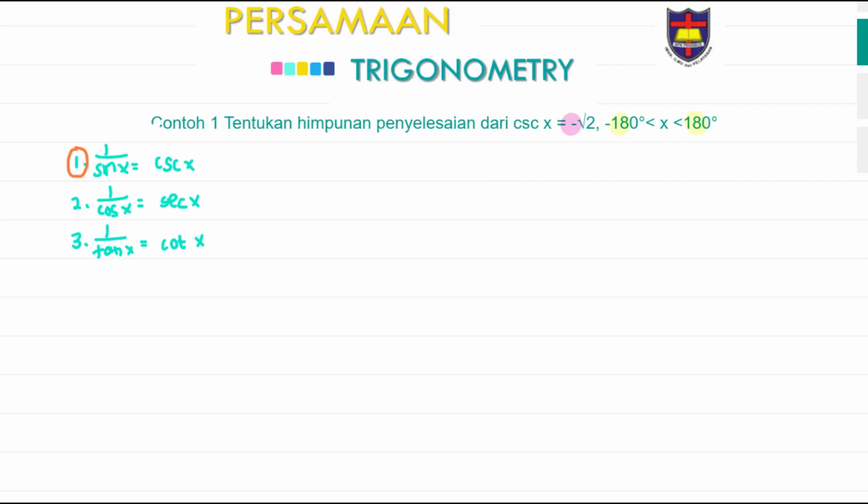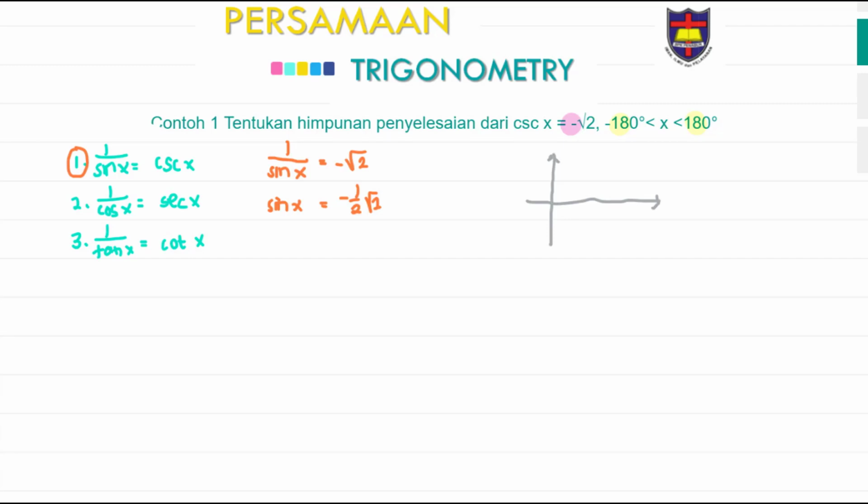For 1 over sine x equals minus square root of 2, now we can move the 1 over to the right side, and we can rationalize it: minus 1 over square root of 2 becomes minus a half square root of 2. After this, we have to know that sine is negative in the third and the fourth quadrant. And also for sine, we have to know that sine 45 is a half square root of 2.